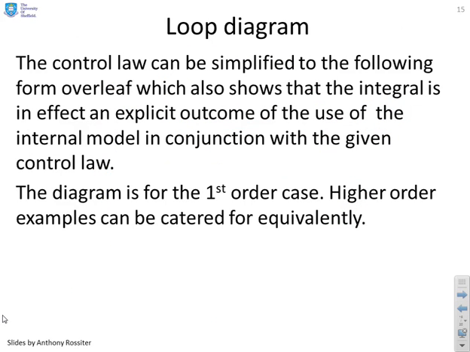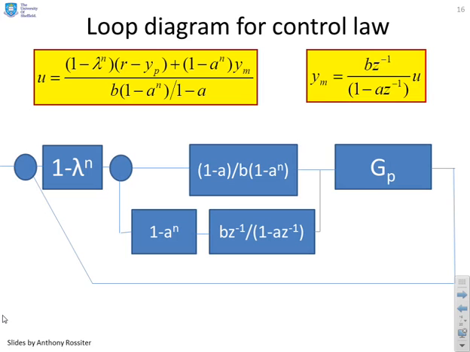So we've given you an indirect proof that there's integral action, but now what I'm going to do is give you a direct proof that shows you that the integral is an explicit outcome of the use of an internal model in conjunction with the given control law. Now what we're going to do is do it for the first order case. Obviously you can do the same sort of algebra for higher order cases.